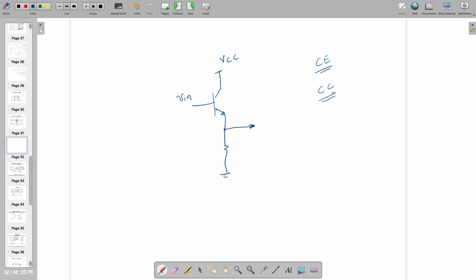How do you find out? Or you mugged up? Okay, mugged up. Okay, it's by the way common collector. Okay, it's common collector.